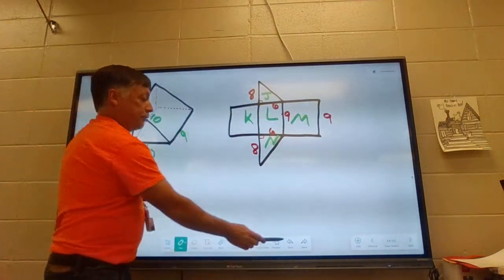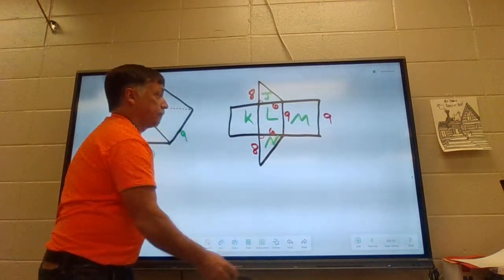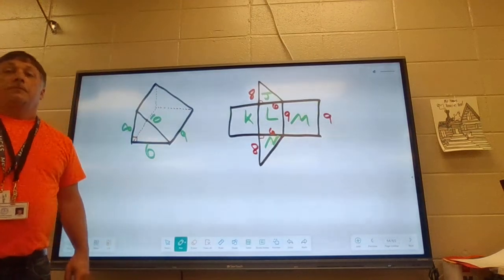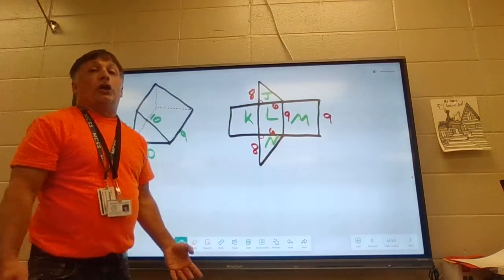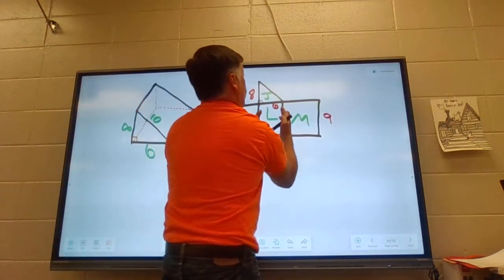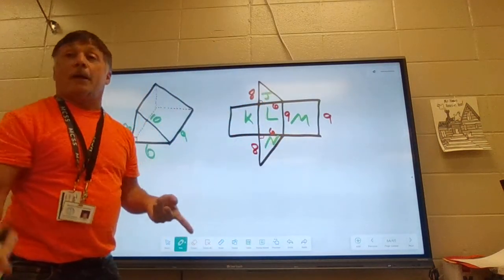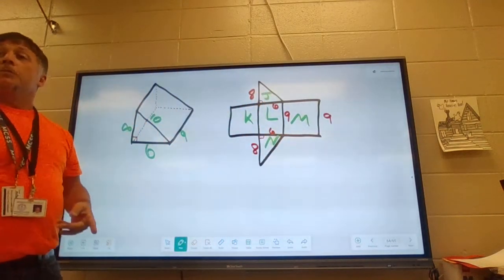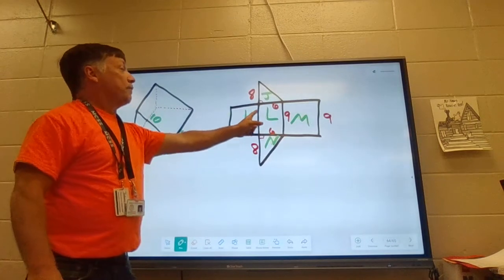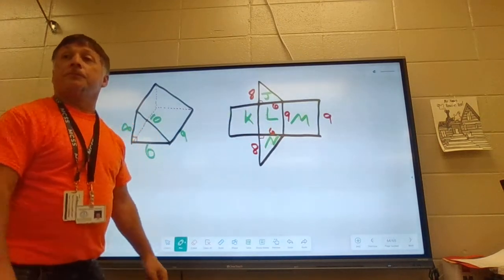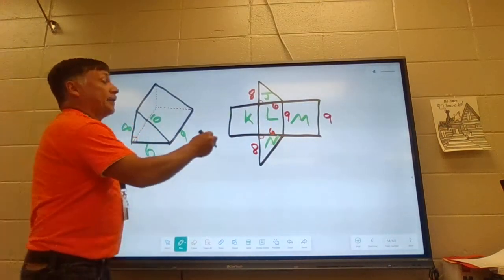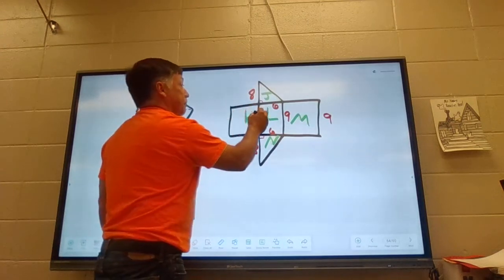How do you know? Because it's like the exact same height. Yeah, it's the same number. If those are connected, they share that side. If they share the side, it's got to be the same measurement. Okay? So, what's the side of K and L? 9. How do you know it's 9? Because they're connected to L and M.